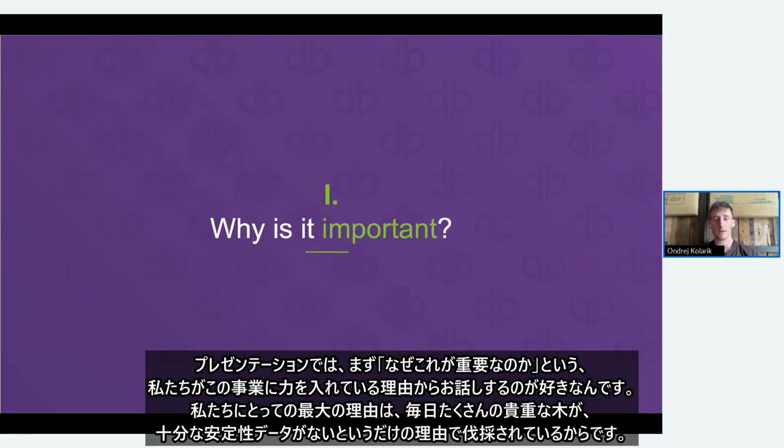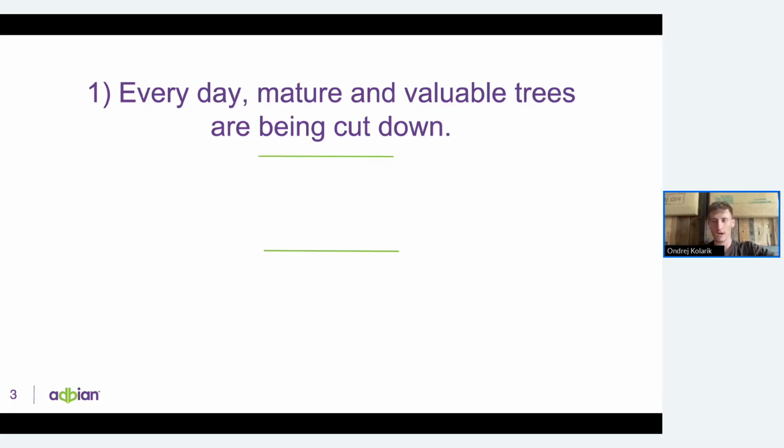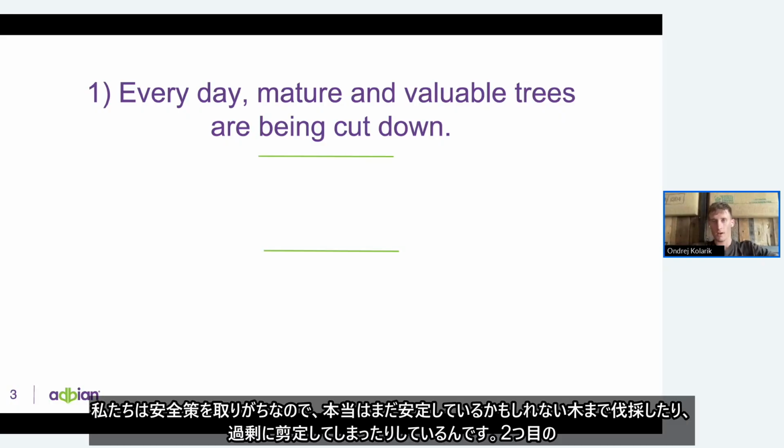I usually like to start my presentation with why is it important, why at least we think that what we are doing is important. And the main reason for us why we are in this business is that every day big and valuable trees are being cut down just because we don't have precise enough stability data about them. So we tend to stay on a safe side of the decision, and we are cutting down trees or over pruning trees that might be still very stable.